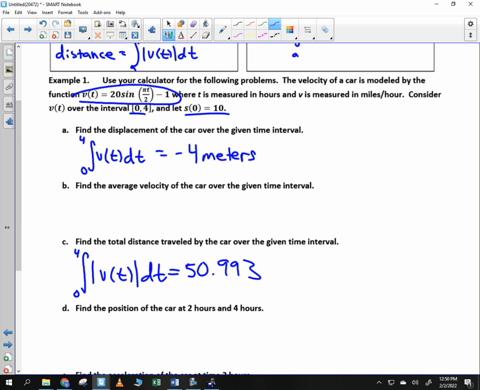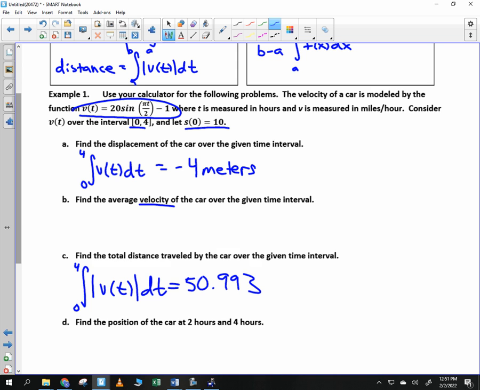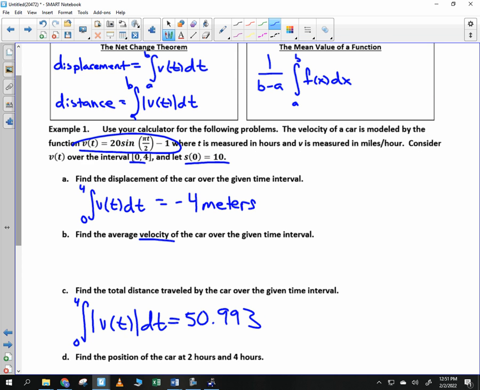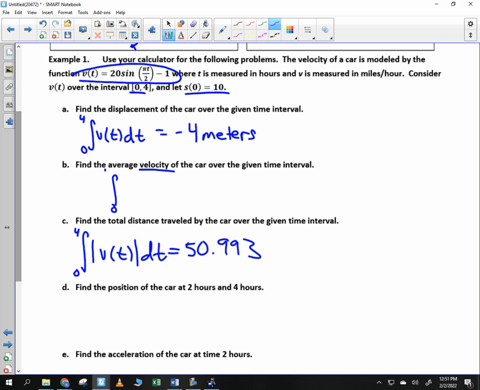Are you given the velocity function, yes or no? Yes. So what you would like to do is find the average value of the velocity function. I can find the average value of the velocity function because I have velocity. The way we find the average value of a function is right here, mean value of a function. That is average value. So I do the integral from 0 to 4 of v of t dt. Except, what do I do in front of that? 1 over what? 4.